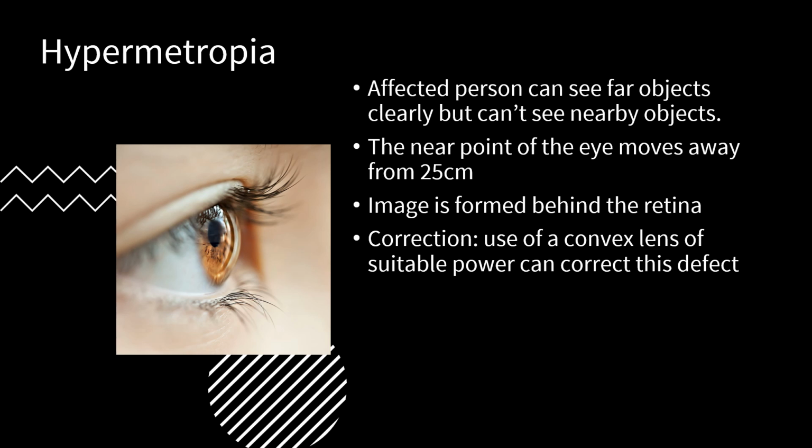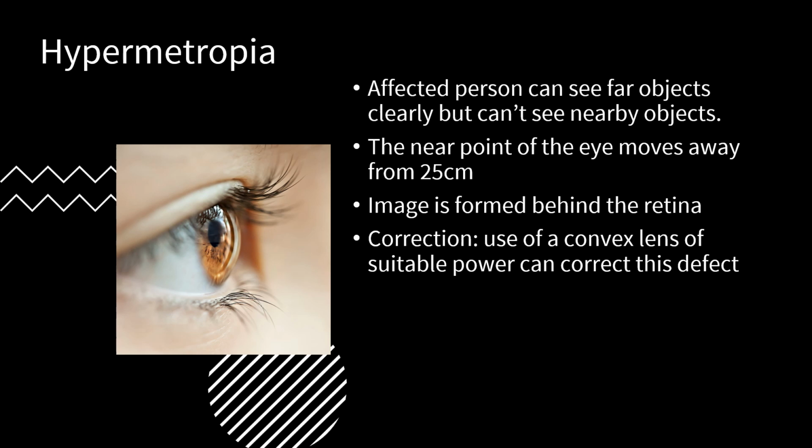So let's see what is hypermetropia. In this defect, a person can see distant objects clearly but cannot see nearby objects clearly. A person with this defect has the near point farther away from the normal near point, 25 centimeter. In this case, the image is formed beyond the retina.